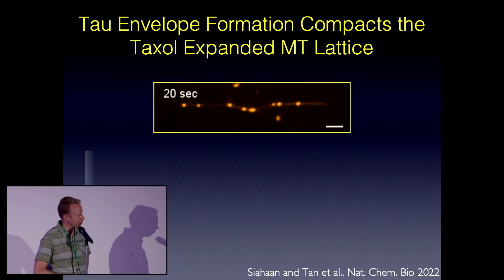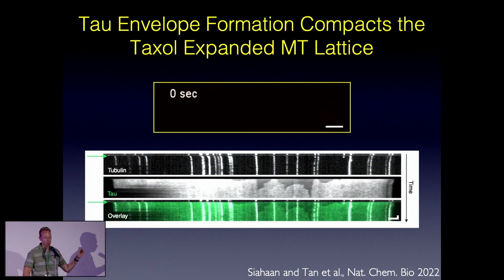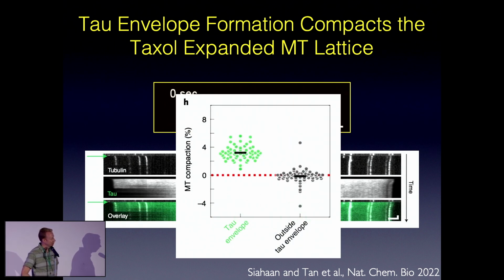And we have shown through different experiments, such as the one shown here, where we can track individual tubulin molecules within the microtubule lattice. We can see that they change distance over time, and we can measure that they actually compact by about 4% when tau binds to the microtubule lattice.